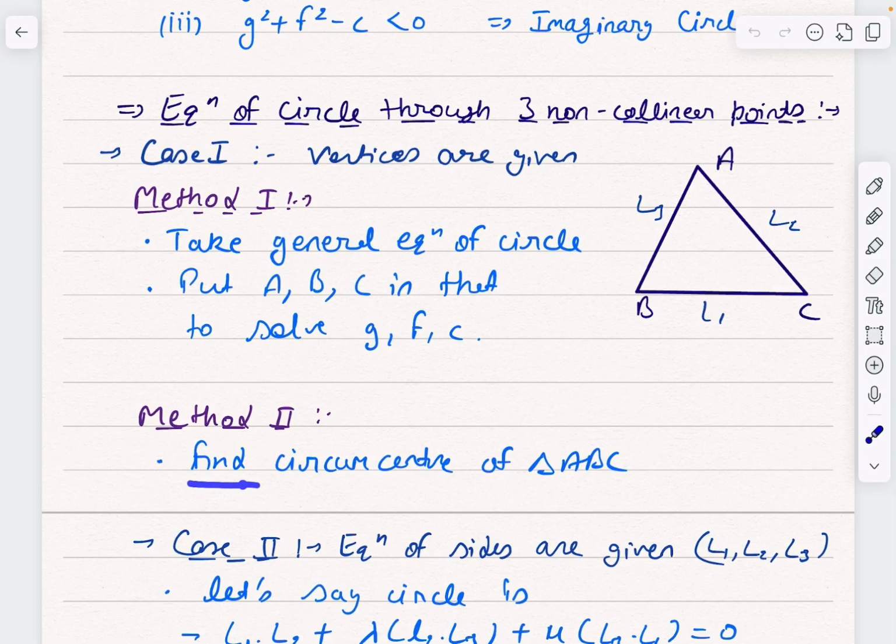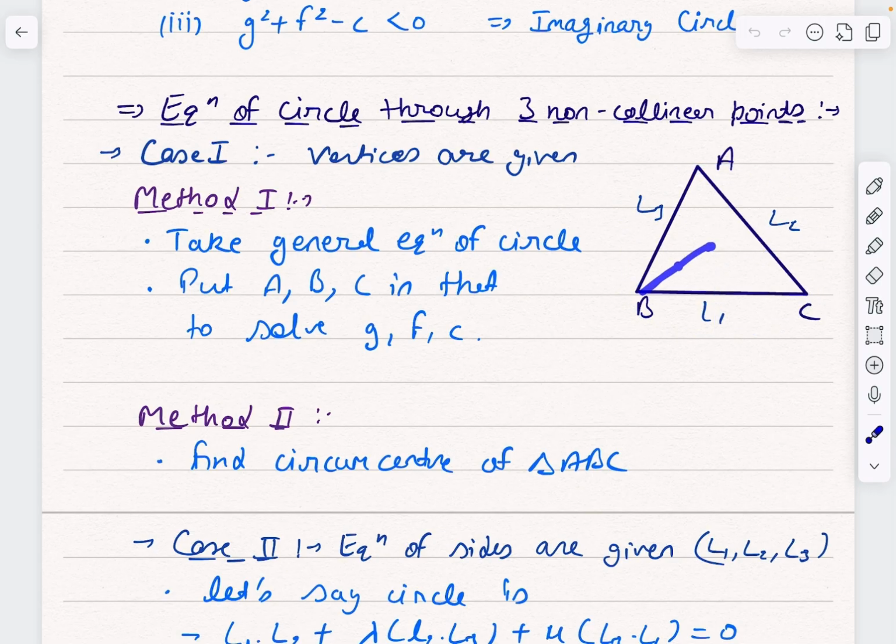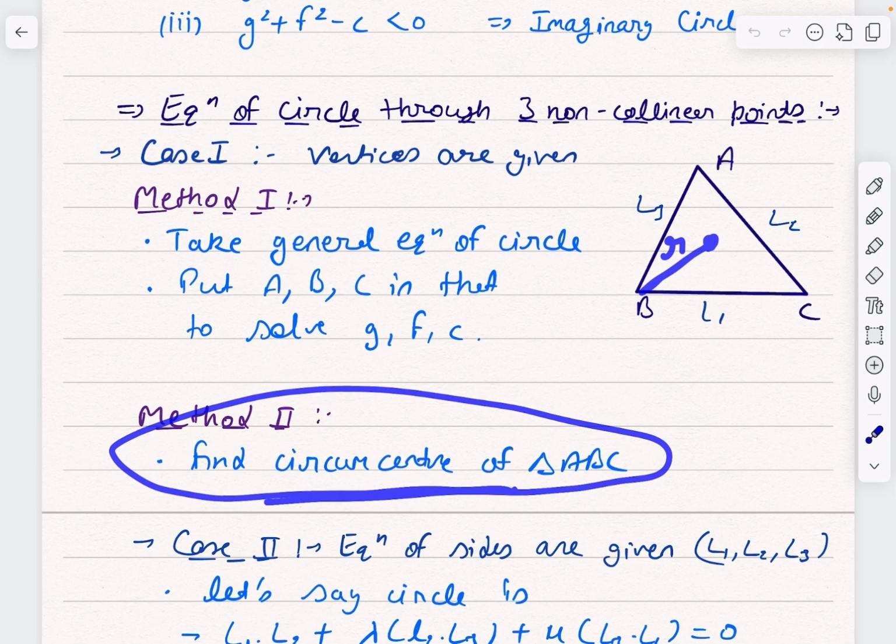Or second method, you can find the circumcenter of the triangle. Because if a circle is passing through A, B, C, it will be the circumcircle. So the center of the circle will be nothing but the circumcenter. How can you find that? If you remember, circumcenter is the point of intersection of perpendicular bisectors of the sides. So find the perpendicular bisector of AB, find the perpendicular bisector of BC, the point of intersection will give you the circumcenter. After you get the center of the circle, you can find the distance from A, B or C, any of the points, you get the radius. This way you can find the circle also.